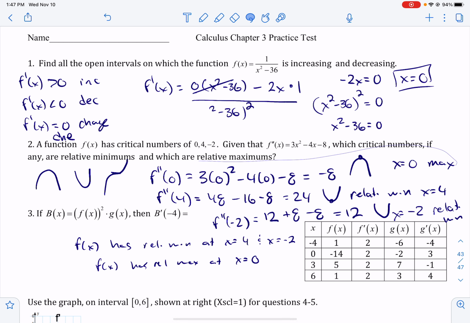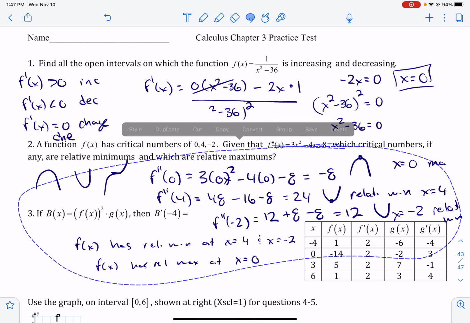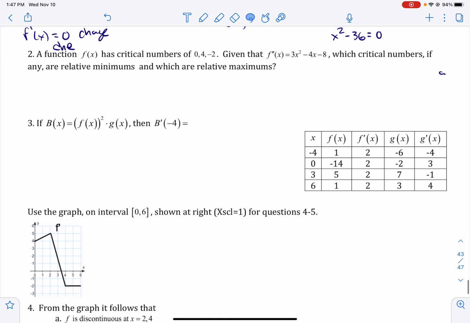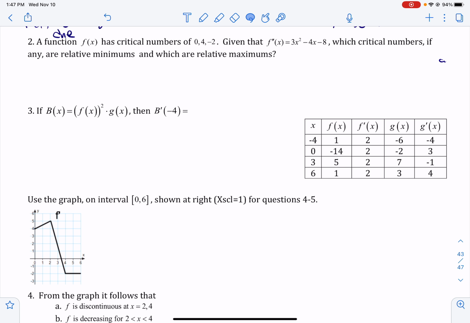Okay, number 3. Get some of this out of the way. So number 3, if b of x equals f of x squared times g of x, then find b prime of negative 4, and it gives me a table to use. So let's take the derivative of b.